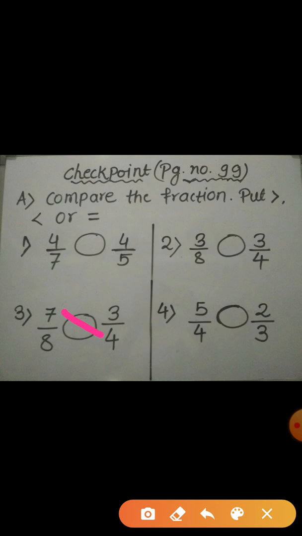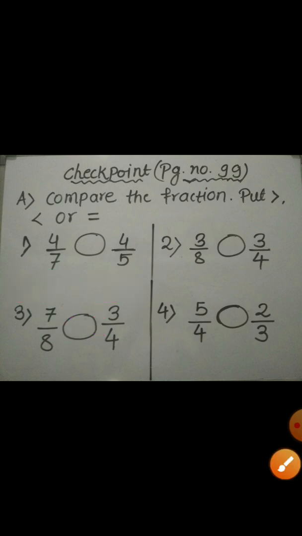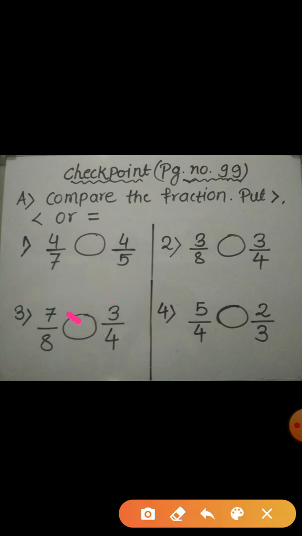First we multiply 7 and 4. 7 4s are 28. Then we multiply 3 and 8. 3 8s are 24. In 28 and 24, 28 is bigger. Means your left hand side is bigger than your right hand side. Right? Hence, fraction given on the left hand side will be bigger than fraction given on the right hand side. Means 7 by 8 is bigger than 3 by 4.